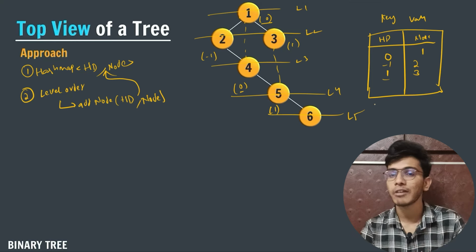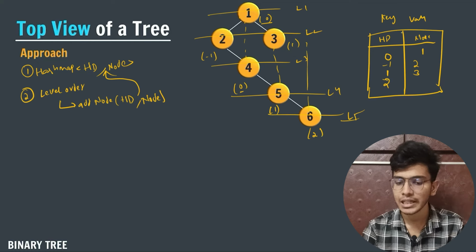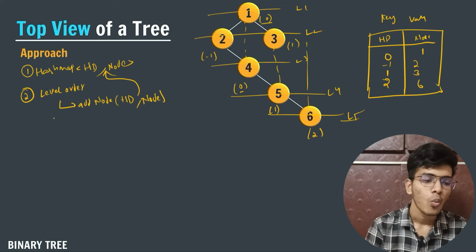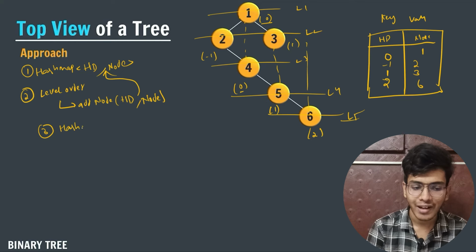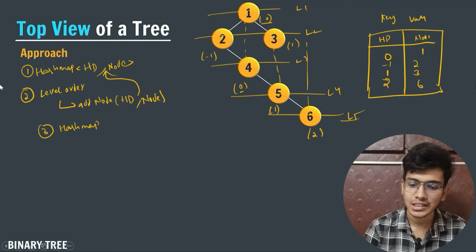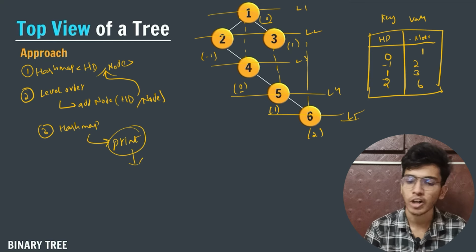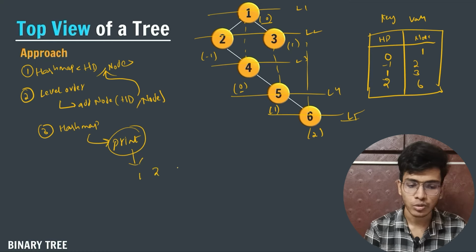Now I will move to level 5. In level 5, the horizontal distance is 2. So I will store 2 as my key and its corresponding node, which is 6, into my HashMap. Now whatever values of particular horizontal distance are present in my HashMap, I will print that, and that output will be my answer. Here the output is 1, 2, 3 and 6.